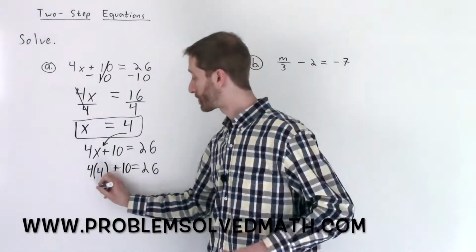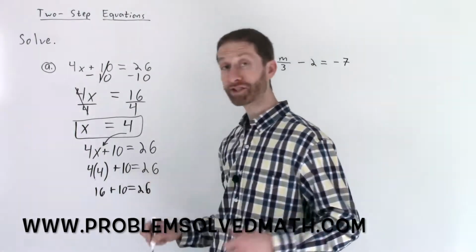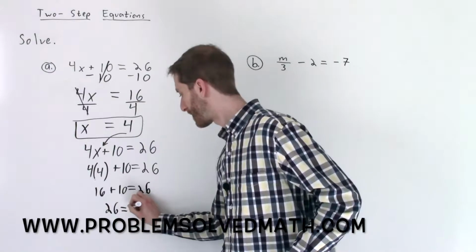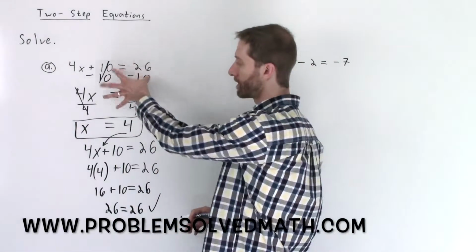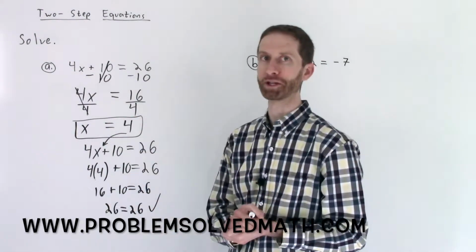4 times 4 is 16. Plus 10 is 26. And that's a true statement. To be really formal, you would show that the left side is the same as the right side. So this right here is a check. To be very clear, this is the solution. This is me checking the work out real formally.